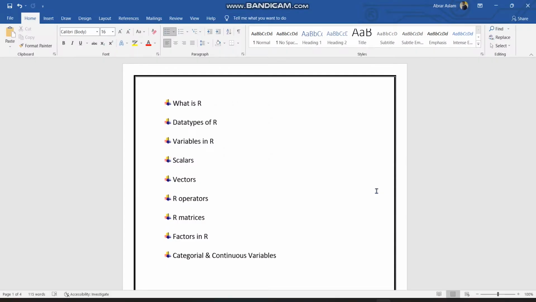So now, these are the few topics that we are going to discuss. What is the R programming language? Types of it, variables in R, scalars, vectors, R operators, R matrices, factors in R, and categorical and continuous variables. Today's video emphasis will be on the R introduction and its data types. The rest of the topics will be discussed in the upcoming videos.